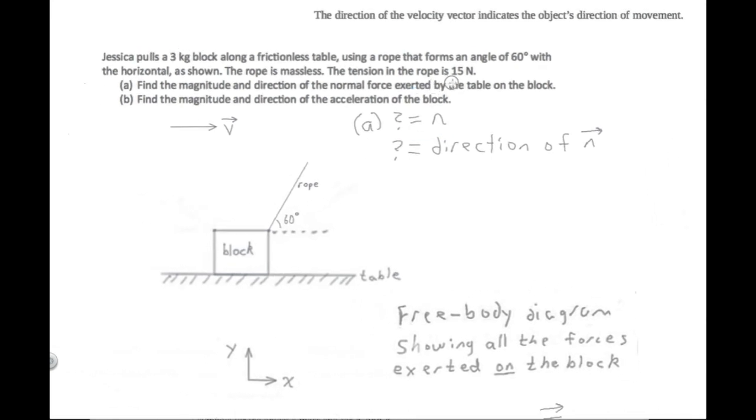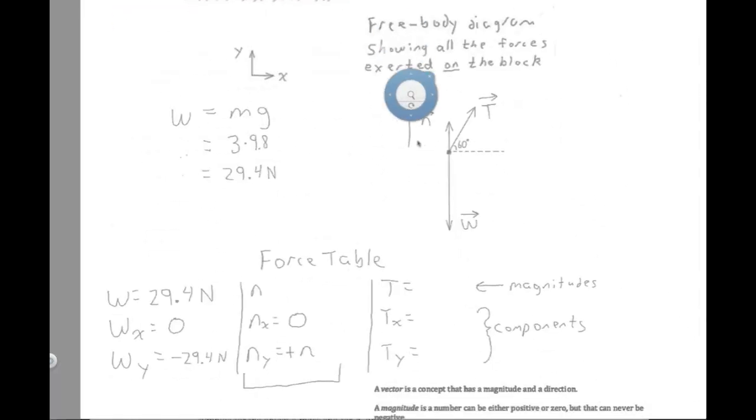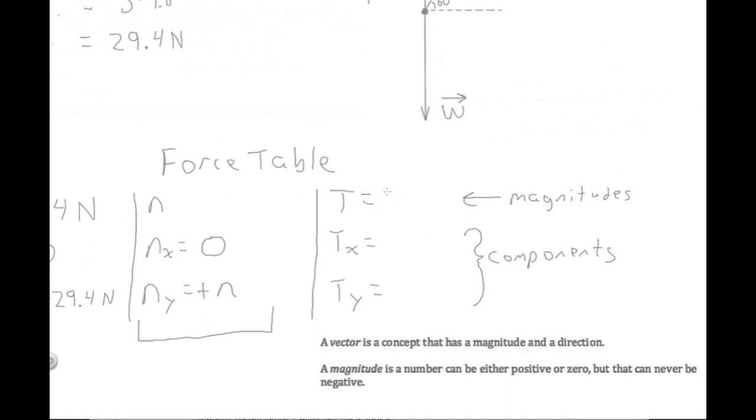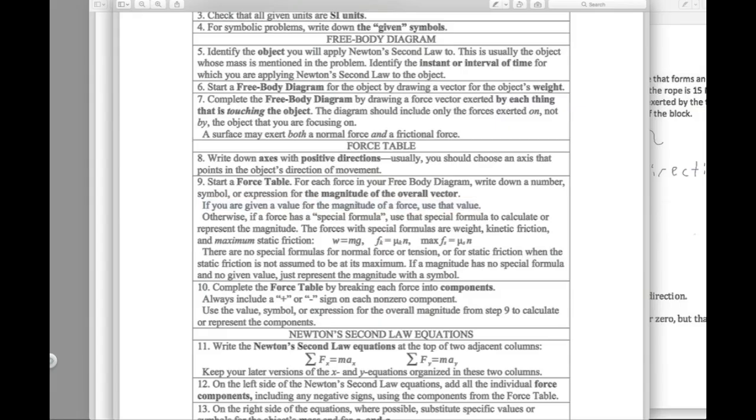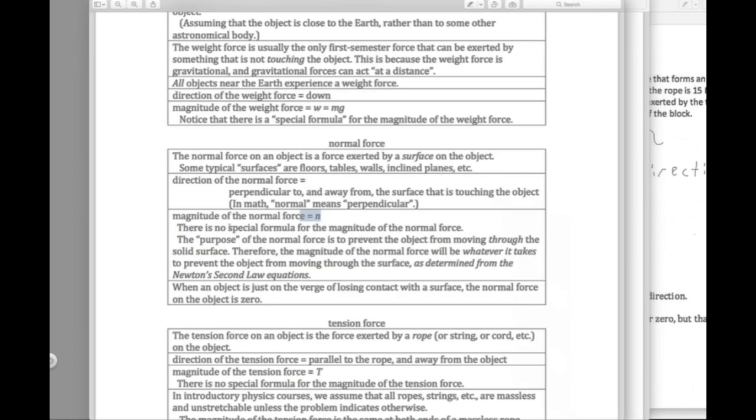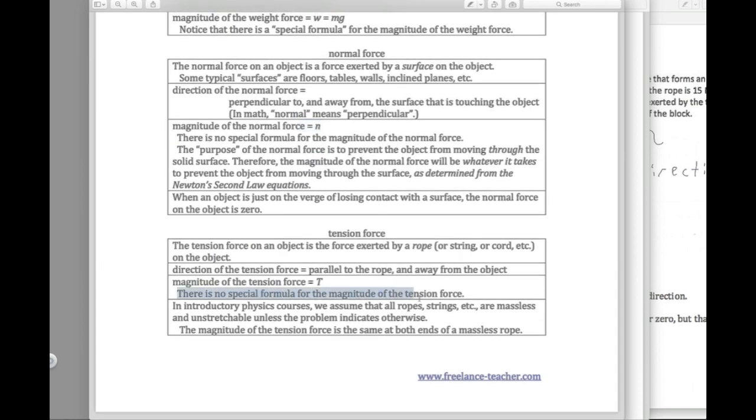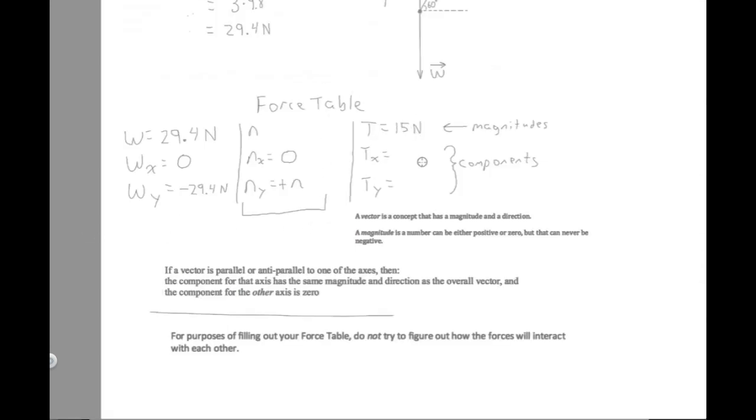Notice that it's important to keep going back and rereading the problem. You might have forgotten that this problem gave you this number, so keep going back and restudying the problem to make sure you're using all the necessary numbers. So we'll write down that the magnitude of the tension is 15 newtons. When you're given a value for the magnitude, you can just use that value for the magnitude. By the way, you should keep in mind that there is no special formula for the magnitude of the tension force. In this case, though, we were given a number for that magnitude.